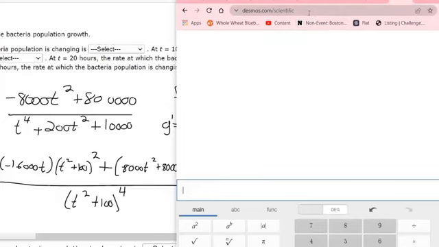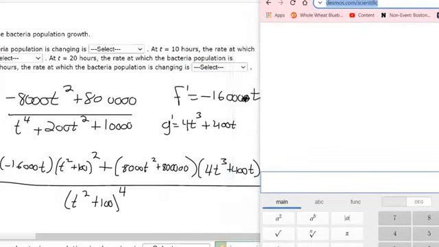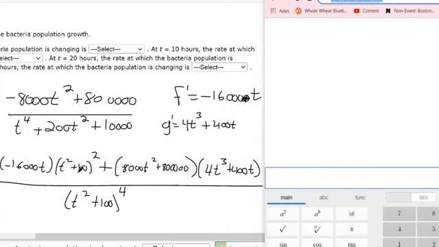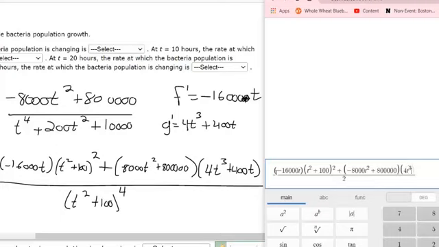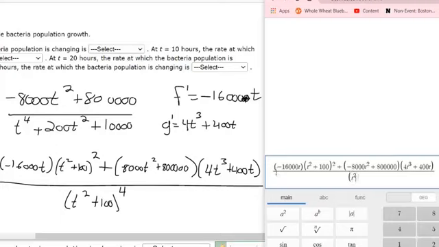So what I've done is I've gone to the website desmos.com/scientific, and I'm going to plug this in. I'm going to write this all out. I'll start with a fraction. Type 1 divide 2 to get my fraction going. At the top, I got negative 16,000 t times t squared plus 100 squared plus negative 8,000 t squared plus 8,000,000, 4t to the third plus 400t. That's all over t squared plus 100 to the 4th.